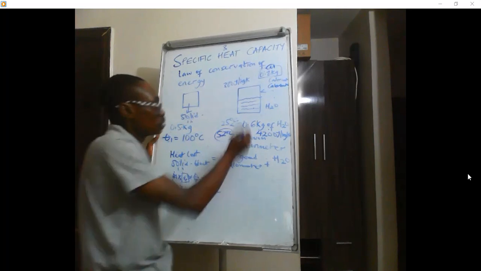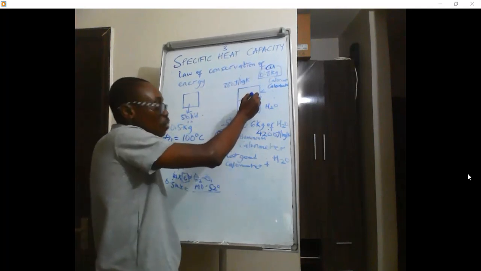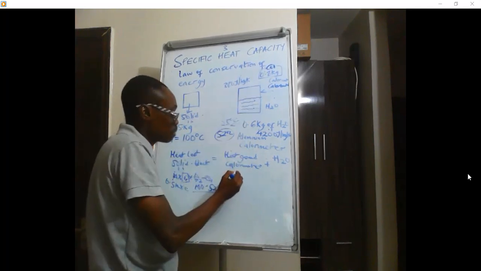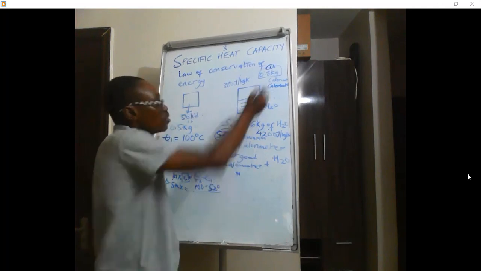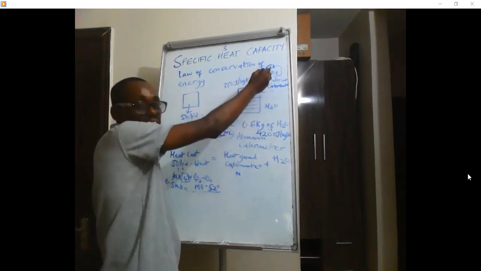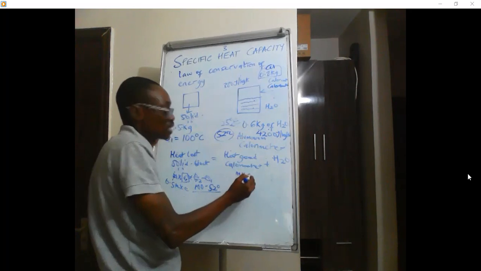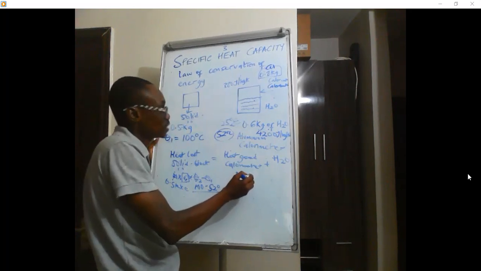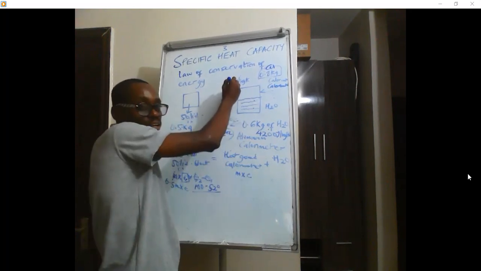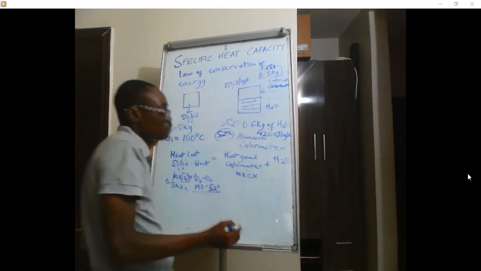Now for the copper calorimeter, it is going to be the mass of the copper calorimeter, which is 0.8 here, times the specific capacity of copper, which is 380 joules per kilogram per Kelvin, times the temperature difference.